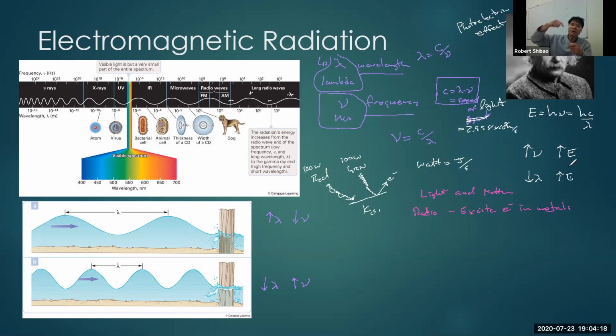Of course, you can't use plastic or wood hangers in there because the electrons are tightly held in plastic and wood, more tightly held than in metals. Metals are loosely held. And so radio waves can excite electrons in metals.